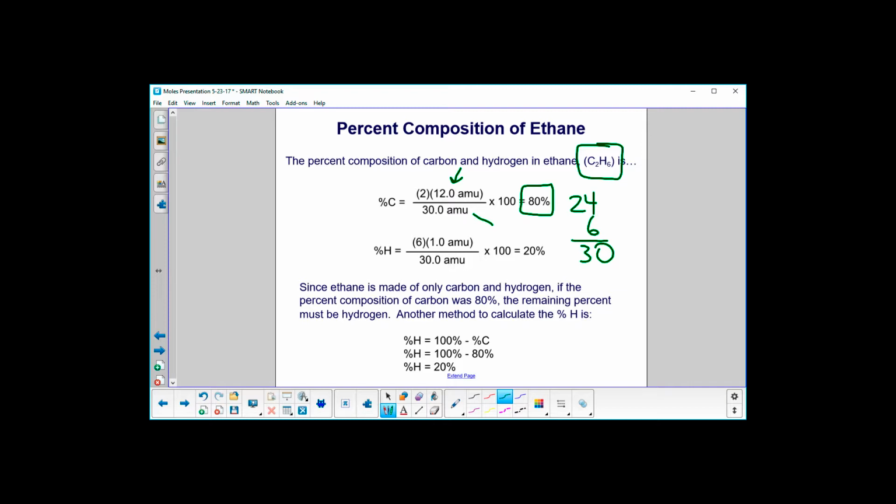Hydrogen we do the same way. There are 6 hydrogens, each one atomic mass unit. Again, the total weight of the compound is 30. Multiply by 100 and we get 20%. There's actually an easier way to get hydrogen because you've only got 2 elements. If the percent composition of carbon is 80%, we have to go up to 100% to get the entire compound. So we say the percent of hydrogen is 100% minus the percent of carbon, 100 minus 80, 20%. Both ways work. This is a little cuter, it's quicker, and it shows that you really understand what's going on.